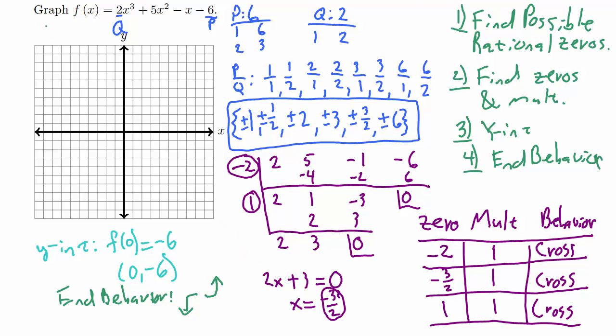And at this point, we just graph the function. So we're going to want to put in all the zeros: -2, -3/2, and 1. Graph our y-intercept of 0, -6. 1, 2, 3, 1, 2, 3, 4, 5, 6. Right there. Good. And then graph your end behavior.